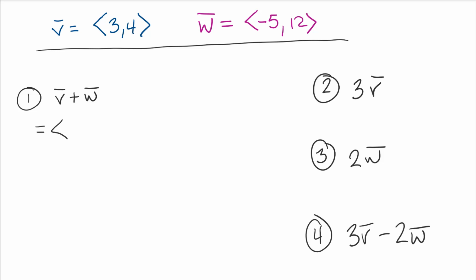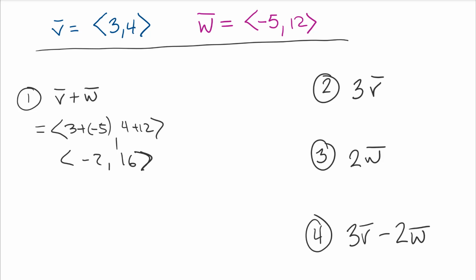This is equal to, all right, so we're supposed to take our x values and add them up. So 3 plus -5. And then once we're done with that, we're supposed to take our y values and add those. So that's 4 plus 12. What do we end up with? I think this is -2. And this one's 16.